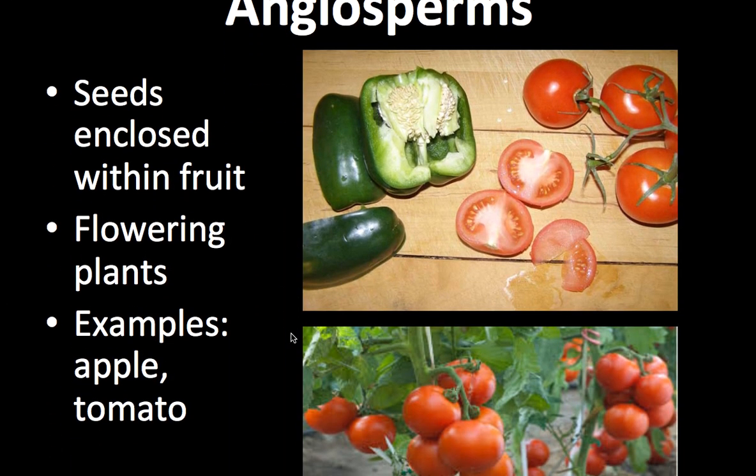Finally came angiosperms, that is, flowering plants. Their seeds are enclosed within fruit. They have flowers that are highly modified leaves whose main function is reproduction. Examples are apple plant, tomato plant, capsicum. Here you can see the seeds enclosed within fruit.